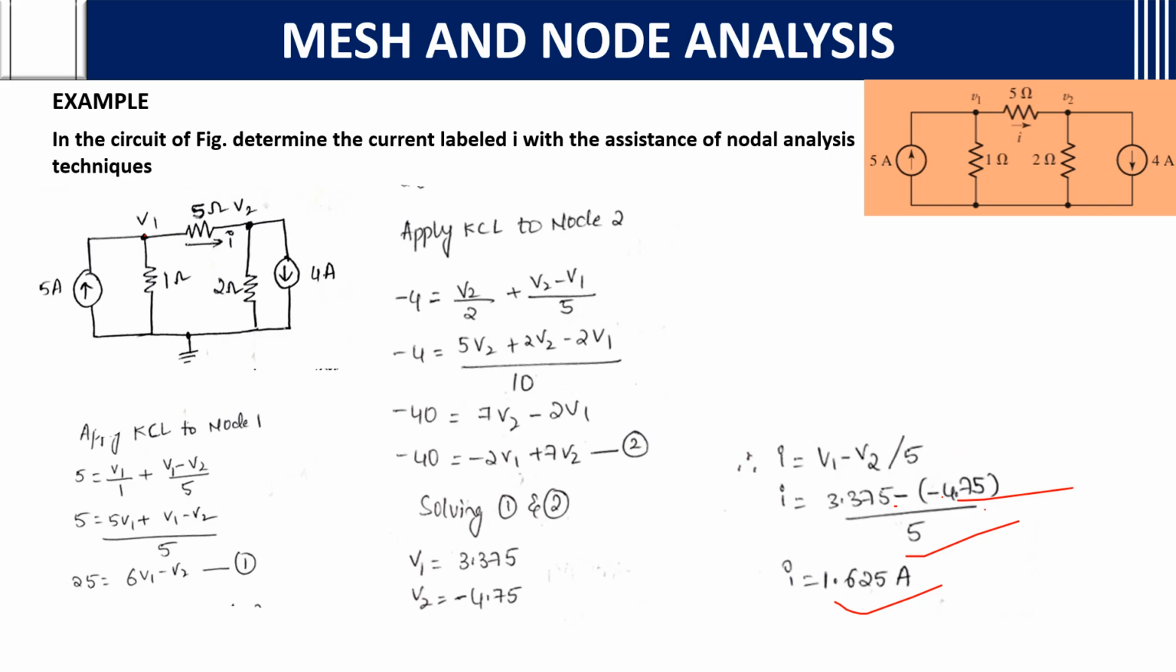I is equal to V by R. We directly get it, we already got V1 and V2. If you subtract V1 minus V2 and divide by R, you will get the current flowing through. That's it. Now we'll go to the next.